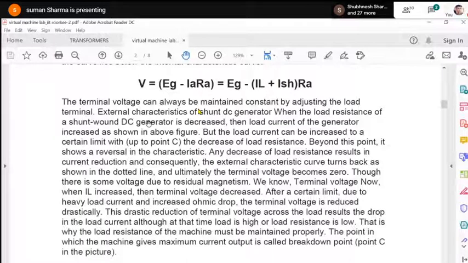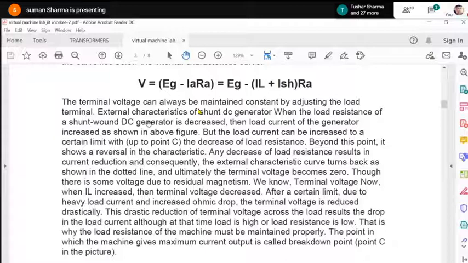Beyond this point, there is a reversal in the characteristic, and any further decrease of load resistance will result in current reduction, and the external curve turns back to meet the x-axis, ultimately giving terminal voltage as 0. Though there is some voltage due to residual magnetism, the voltage will become 0.